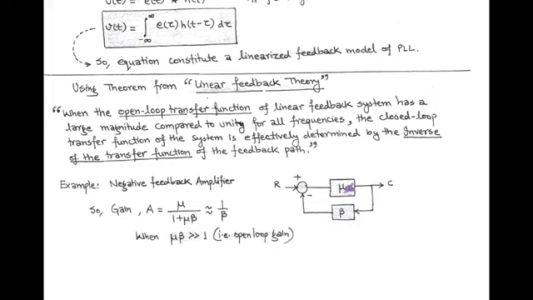And the gain of this negative feedback amplifier is capital A equals mu upon 1 plus mu beta. And according to linear feedback theory, as the open loop transfer function, that is mu beta, is greater than 1, then the approximate gain of the system is 1 upon beta. Here 1 is neglected as compared to mu beta. And accordingly, mu is cancelled and we have the inverse of the transfer function of the feedback path, that is 1 upon beta.